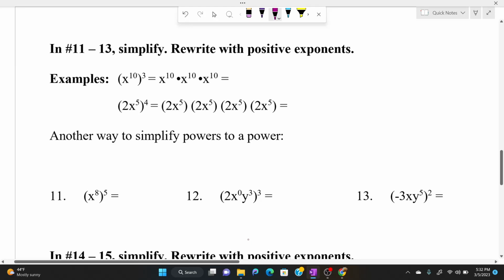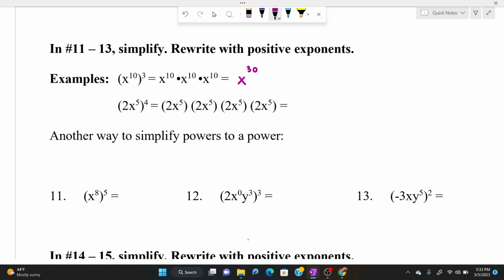Now we are looking at the product or the power to a power rule, sort of. So if you think about it like this, this would be taking x to the 10th, multiplying by itself 3 times, and then I can use the rule that I already know, the product of powers rule, where I just add the exponents. So this would be 10 plus 10 plus 10, which is 30. So x to the 30.